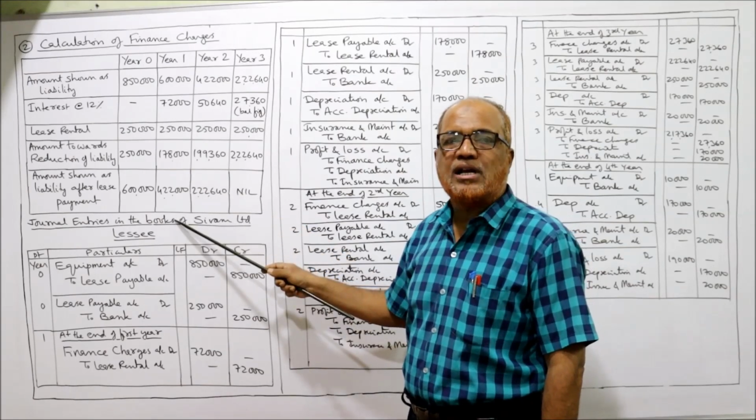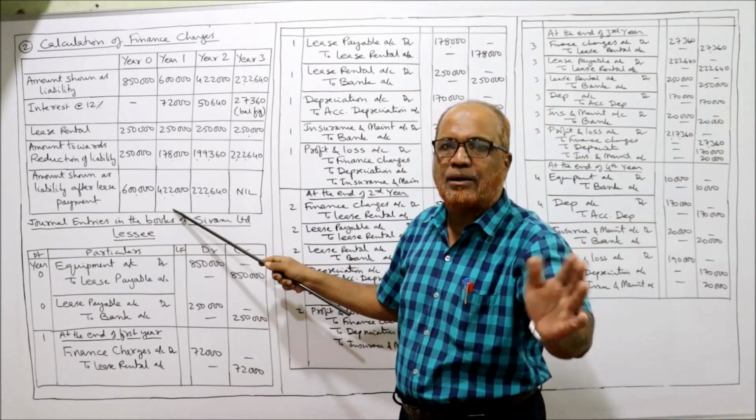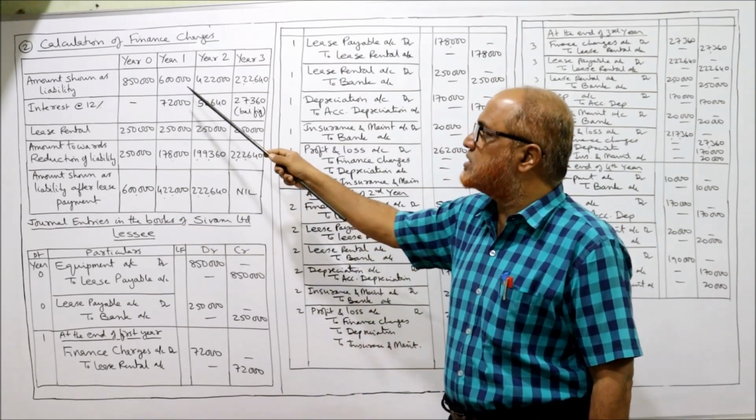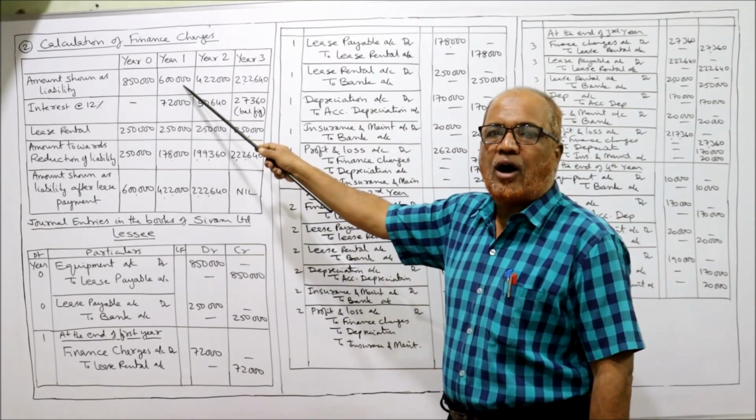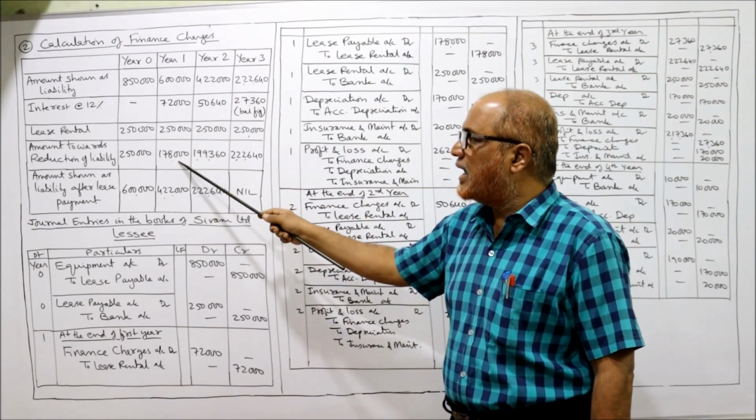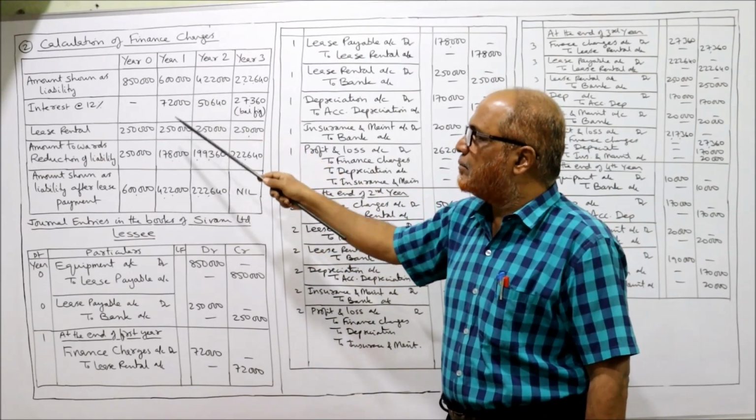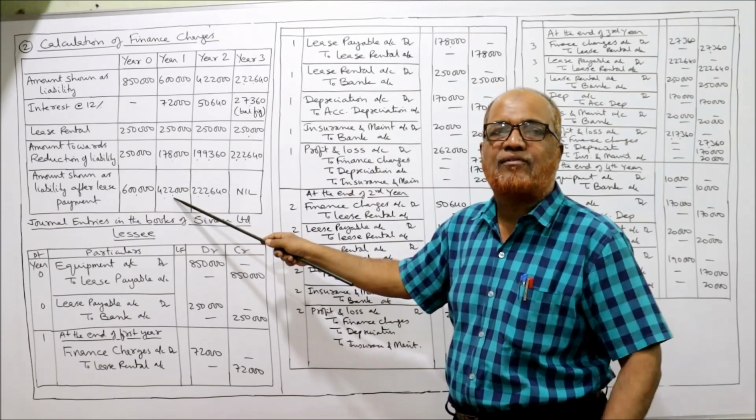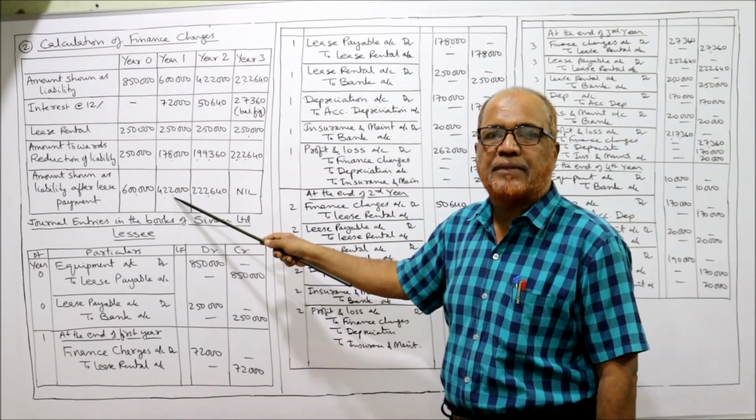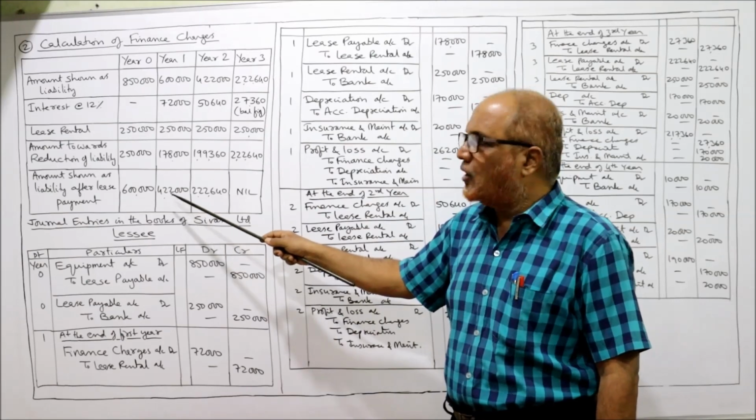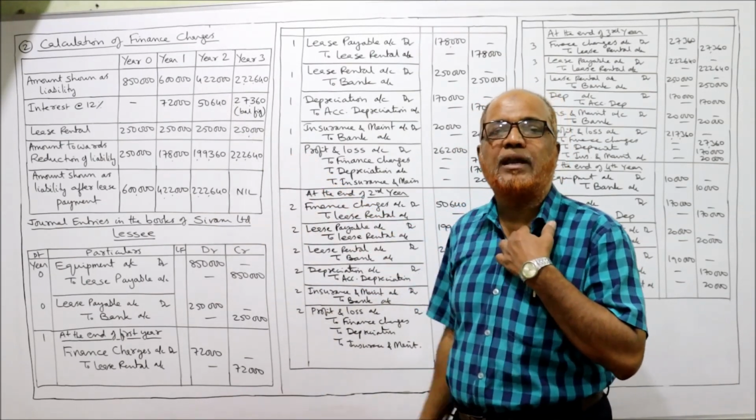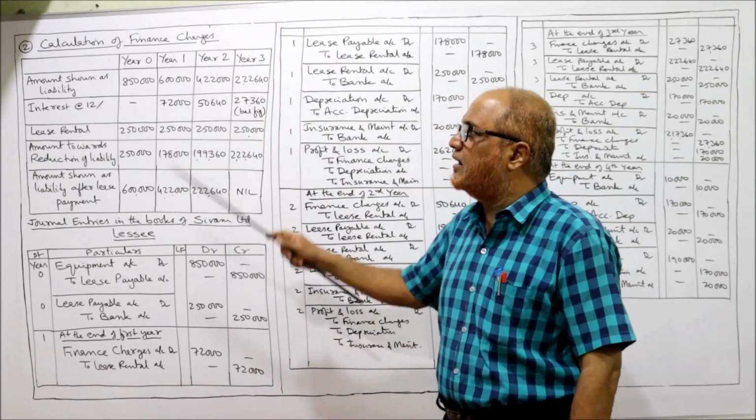Now what is the closing liability after making the payment of lease rental? At the beginning of the year, how much was the liability? 6 lakh. How much liability reduced? 1,78,000. So 6 lakh minus 1,78,000, 4,22,000 is the liability after paying the lease rental at the end of the first year. Now this will become the second year opening. 4,22,000 will become the opening outstanding liability at the beginning of the second year.